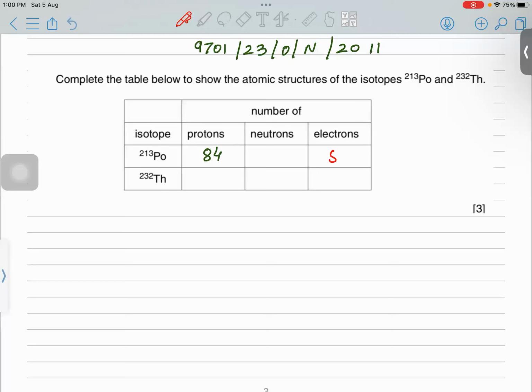Why are both the same? Because the charge on polonium is 0. So it's going to be the same, because there is no charge. Very good, Hamza. Next, how do you find the number of neutrons?